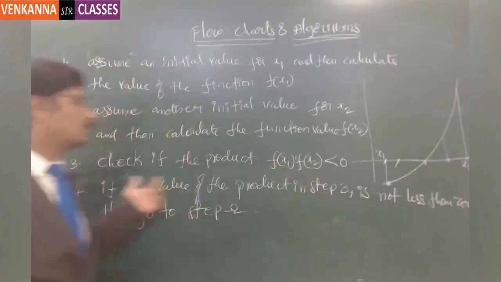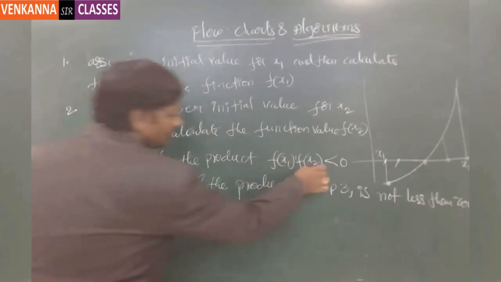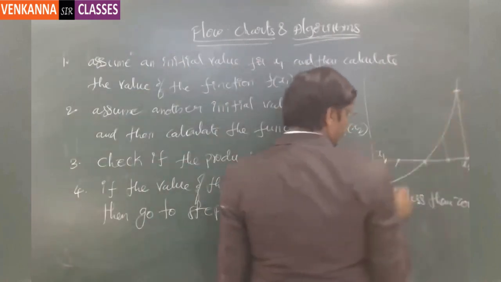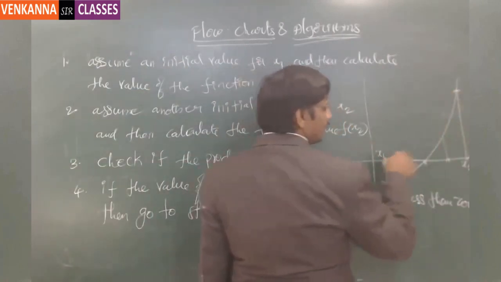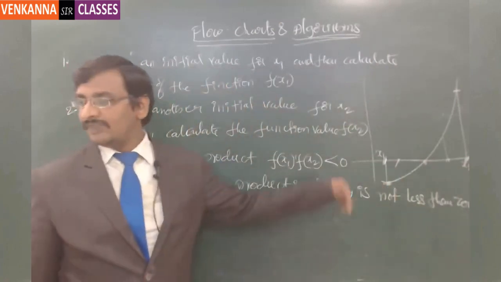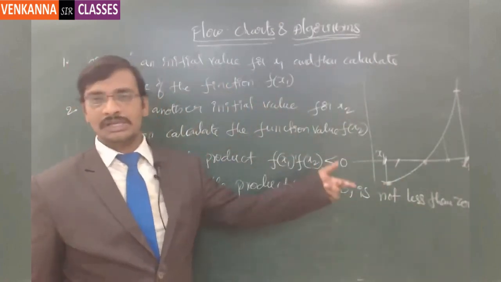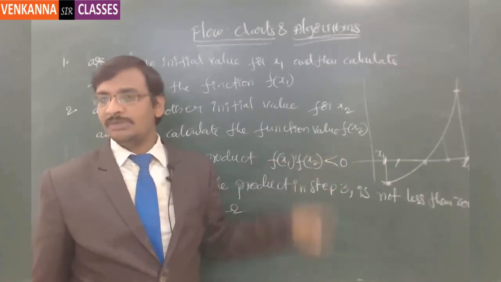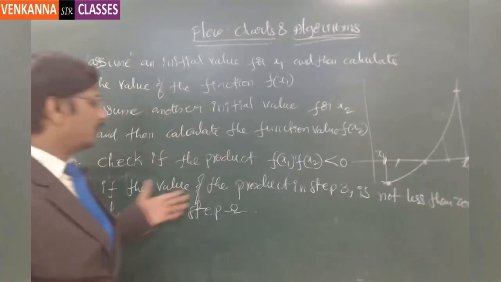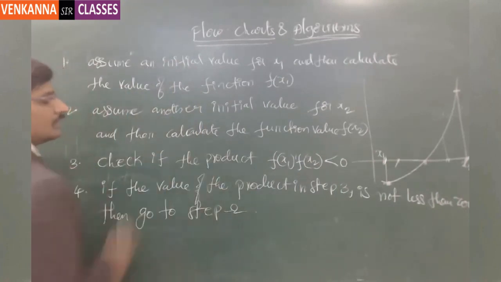So hence what we need to do, if the product is not less than 0, we go back. But if one value is here and one value is here, this is x1 and this is x2, then obviously f of x1 and f of x2 will definitely be less than 0. Hence you can say that there is a solution that lies in between these two as long as this curve is continuous, right? Now here we have to go to step 2 back.